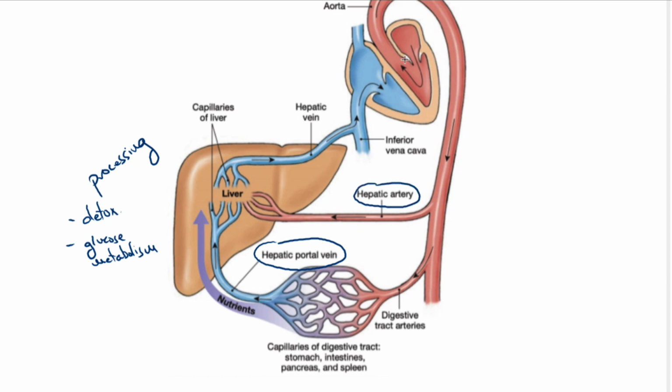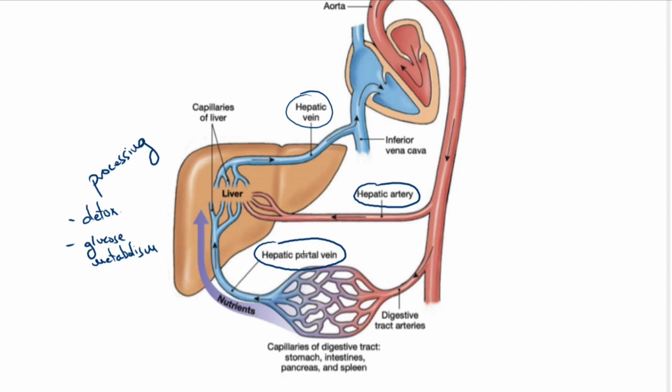So the hepatic artery comes off here from the systemic circulation and carries oxygenated blood to the liver to sustain it. Blood from both of these then returns to the heart via the hepatic vein. So the liver has this interesting blood supply of 2 inflows, the hepatic artery and the hepatic portal vein, and then 1 outflow, the hepatic vein.